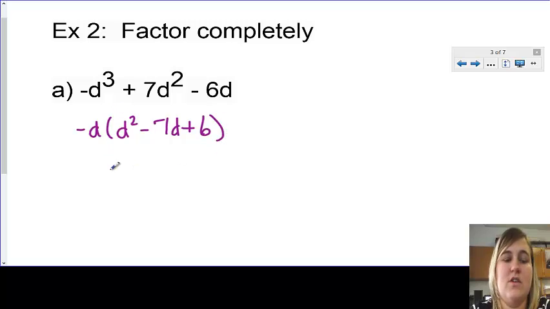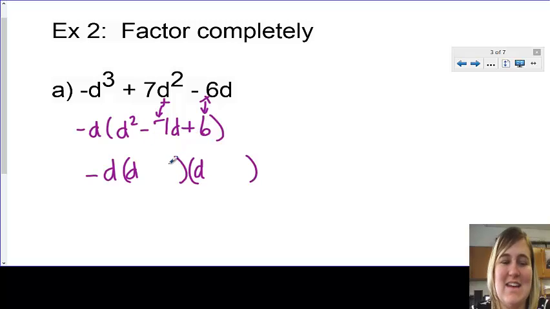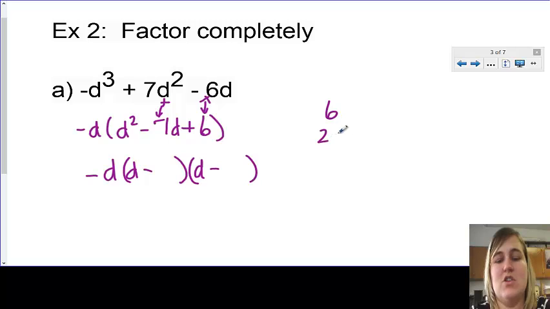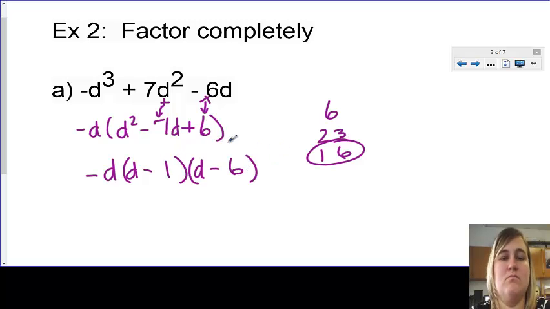So I have a coefficient of 1. I can go ahead and split up my parentheses. My d squared splits. I need something that multiplies to get 6 and adds to get a negative 7. I'm in the same situation I was on the last problem. To multiply to get a positive and add to get a negative, they both have to be negative. So things that multiply to get 6 are 2 and 3, 1 and 6. 1 and 6 is going to get me that 7. They're both negative. It doesn't matter where they go. Final answer.